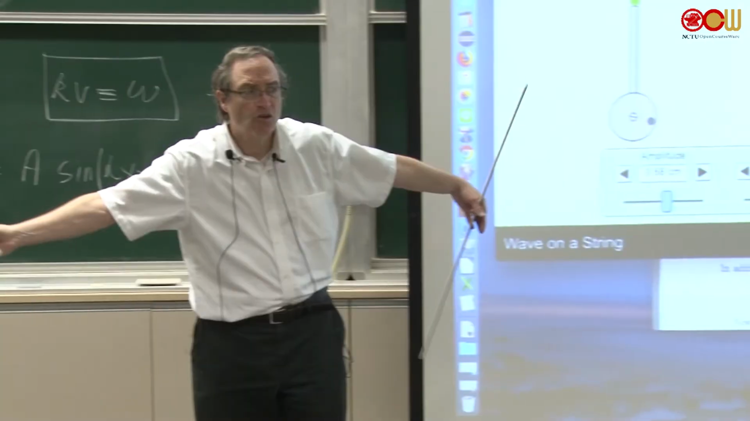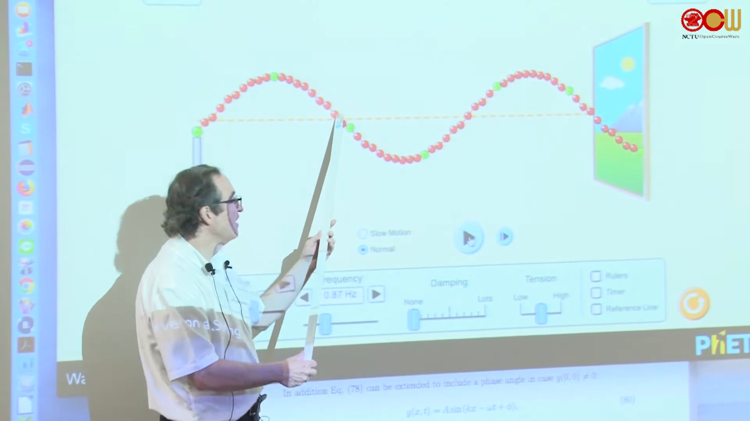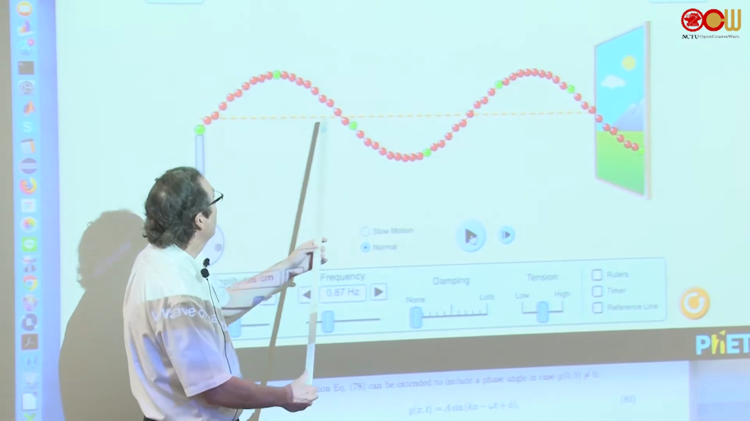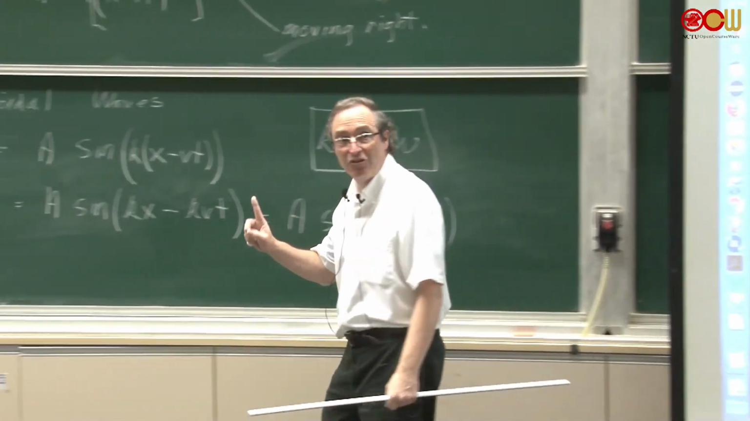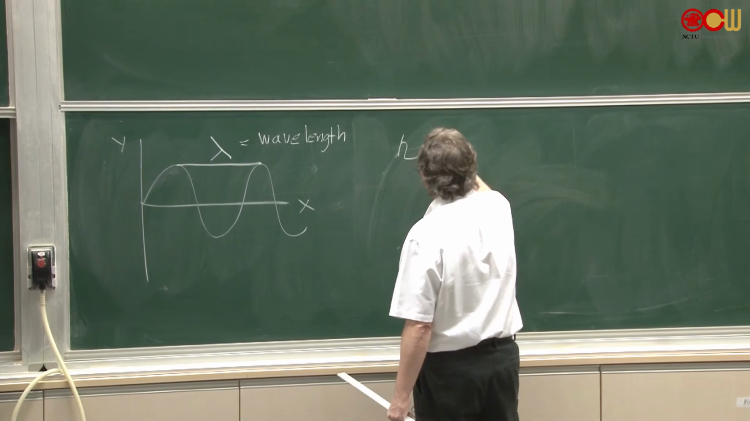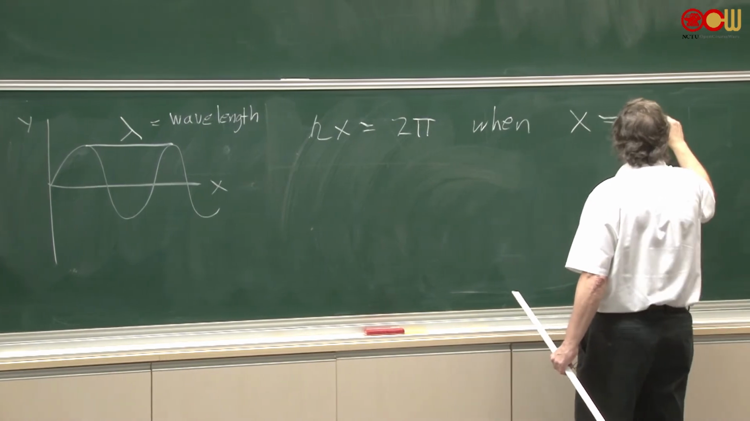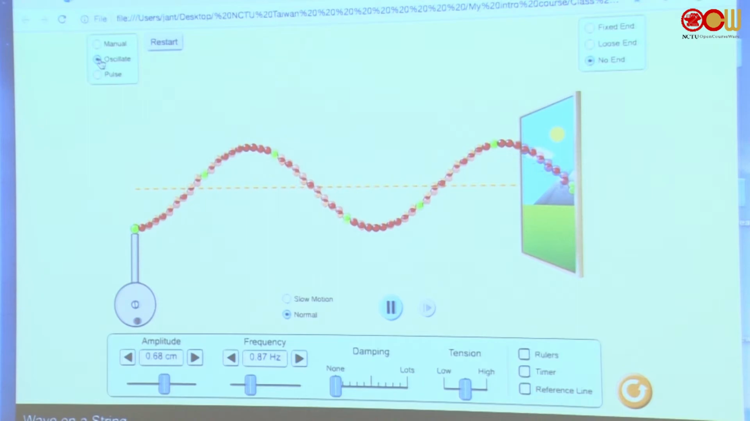The sine of 0 also equals the sine of what? 2 pi. What about pi? Where's pi on this graph? That's pi. See, this point is not equivalent to this one, because at this point we're going up and at this point we're going down. But here we're also going up. So now we know something: kx equals 2 pi when x equals a wavelength, because this is one wavelength from here to here.